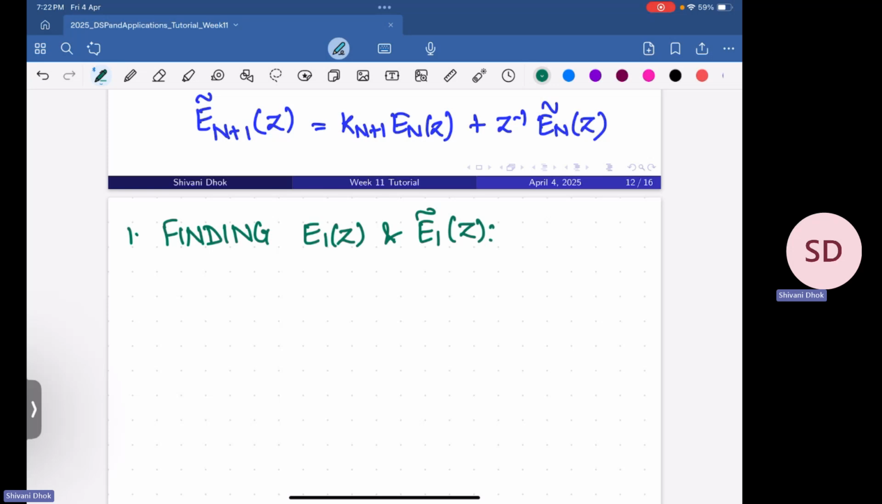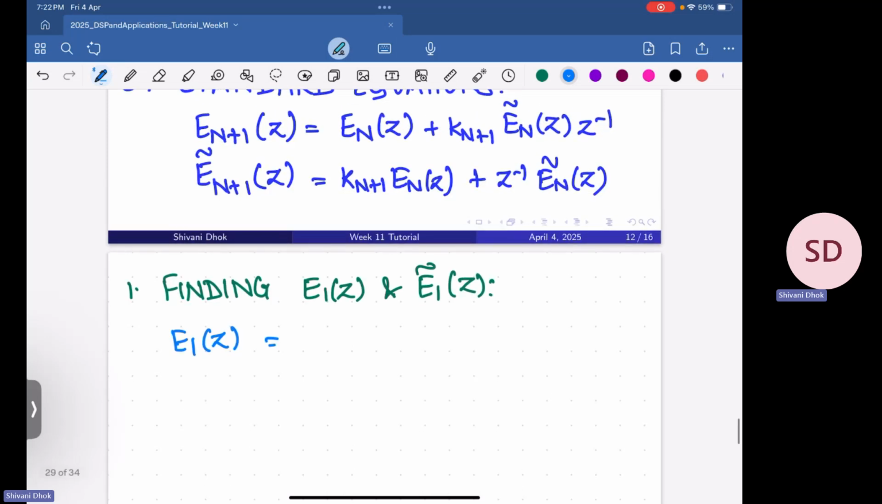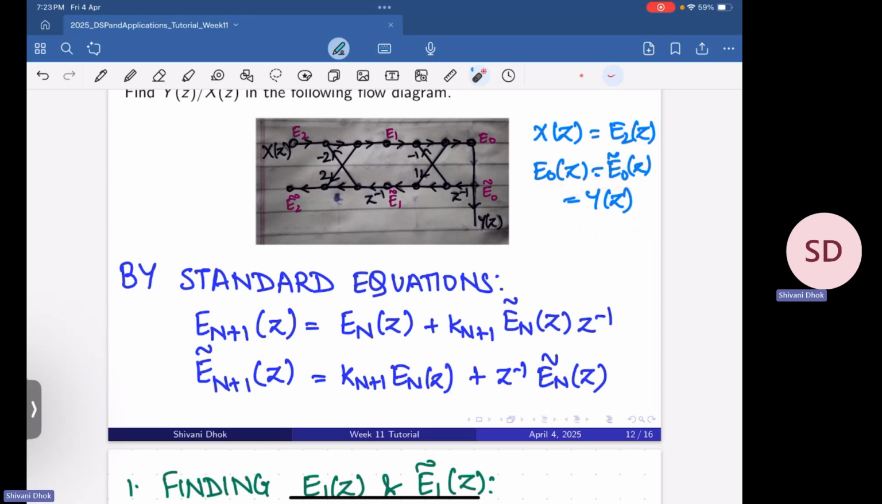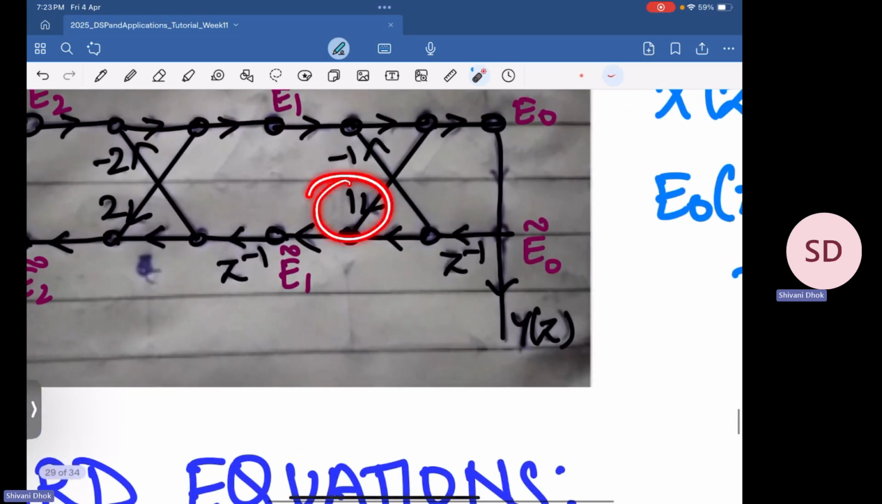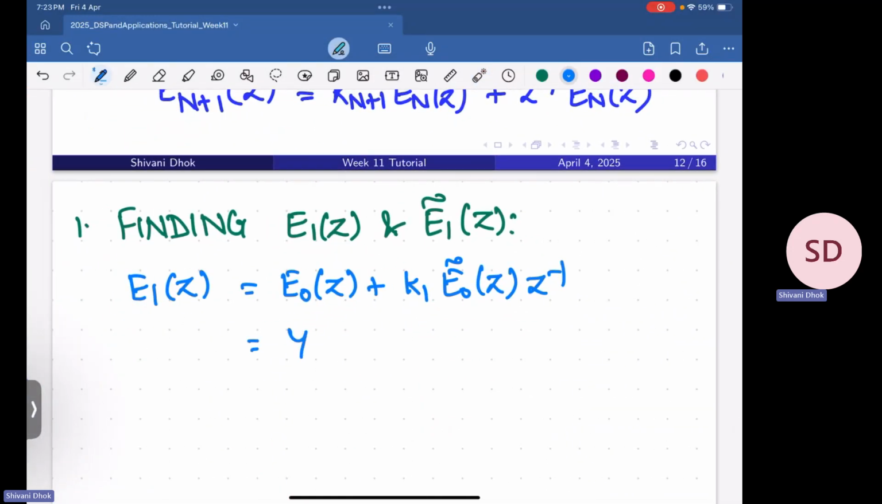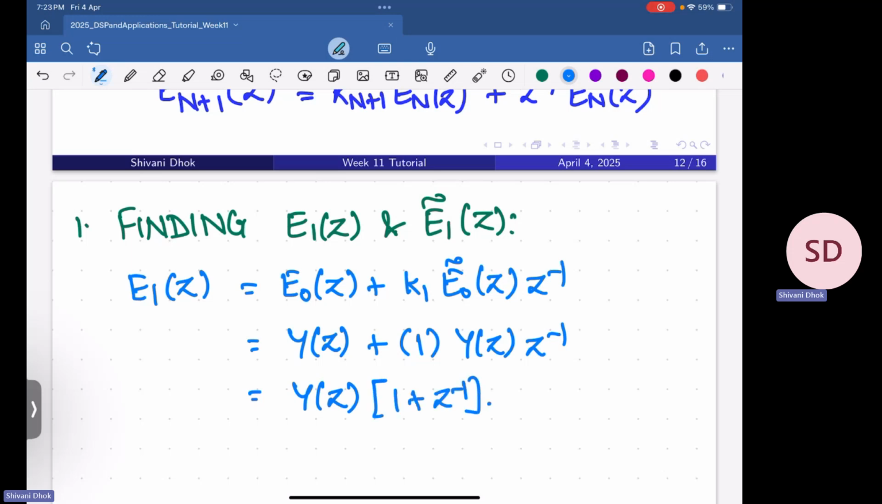And how can we do that? For that, we have E1 of z is equal to E0 of z plus K1 into E0 tilde of z into z inverse. Now E0 of z, we have seen that is equal to y of z. And if you observe in this diagram, my K1 is equal to 1. So what we get is y of z plus K1, which is 1, into y of z into z inverse. Now if I take y of z common, what I get? 1 plus z inverse.